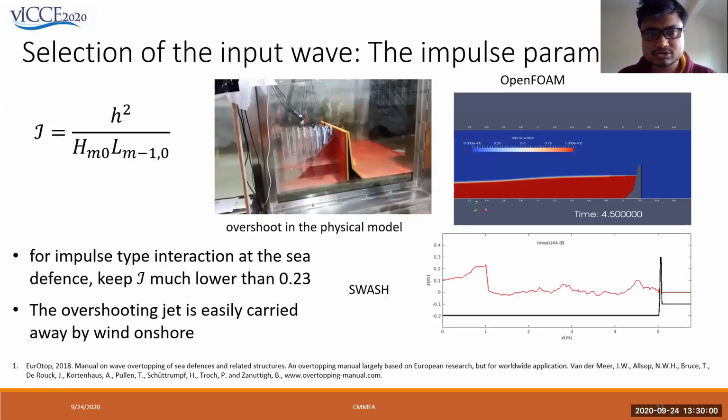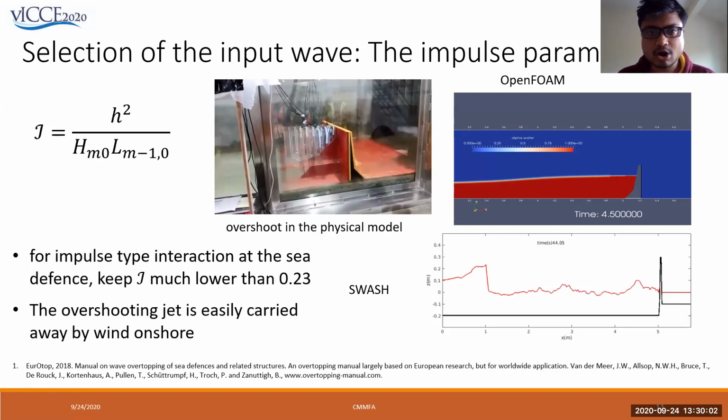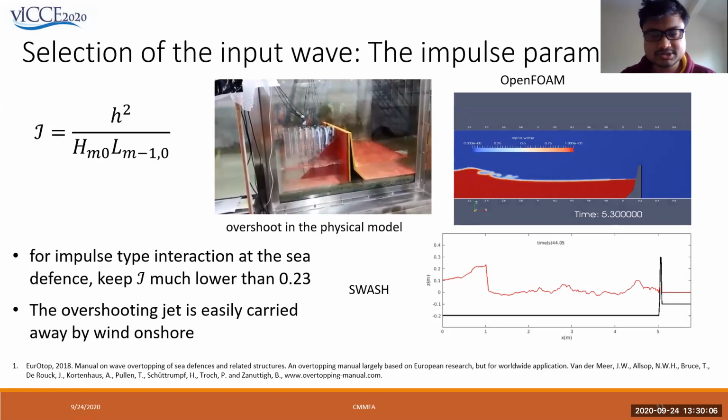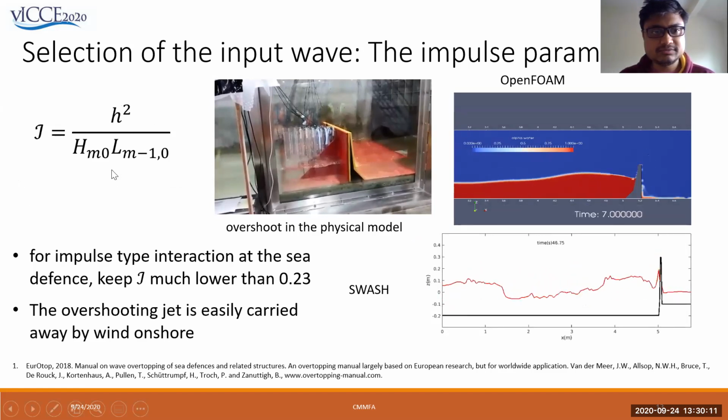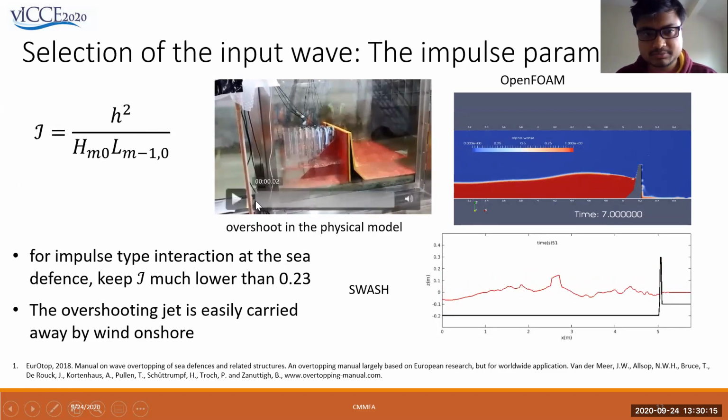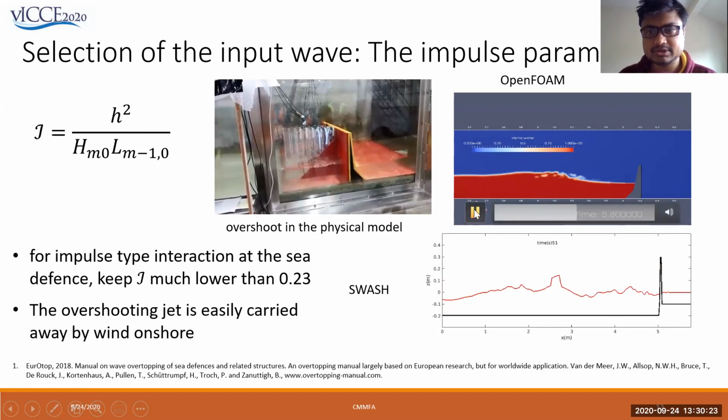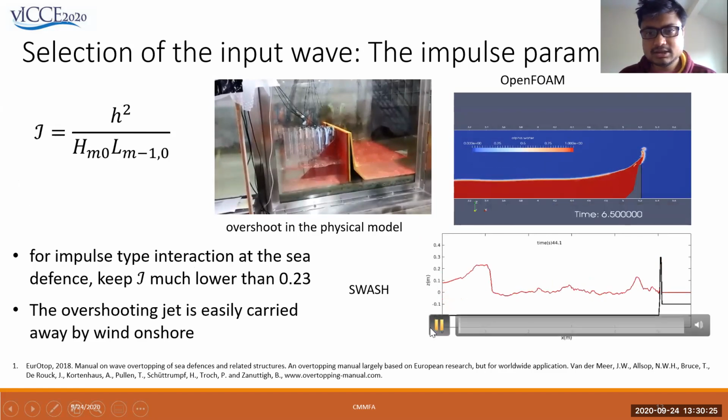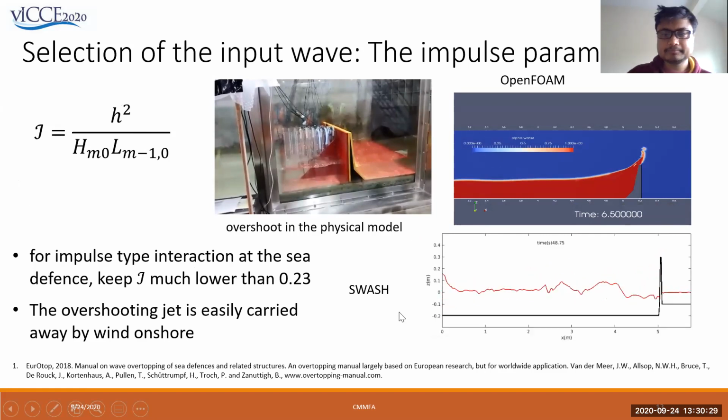So one of the key sources through which we can best understand the wind effects on wave overtopping is perhaps the impulse parameter, which is given in terms of local water depth at the coastal defense and incident spectral wave parameters. It is interesting to see that for the same impulse parameter, we get characteristic high overshoot in the physical model test, as well as in the numerical model based on OpenFOAM, and then in the shallow water model SWASH, which is much used in coastal engineering.